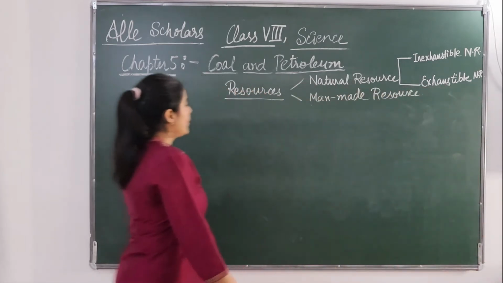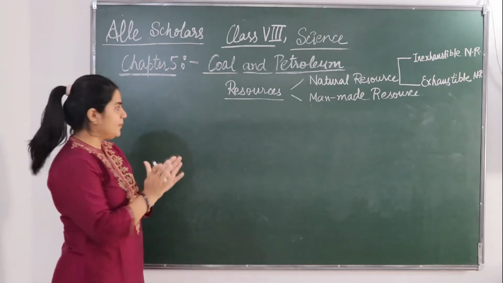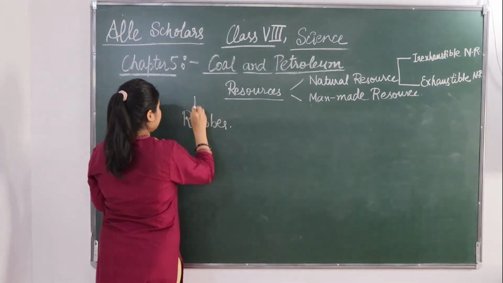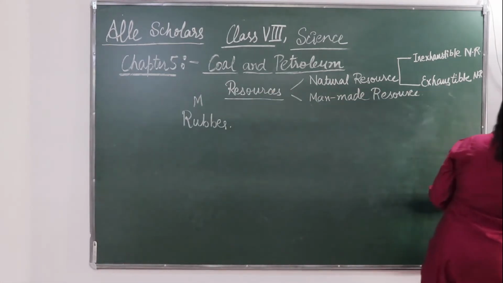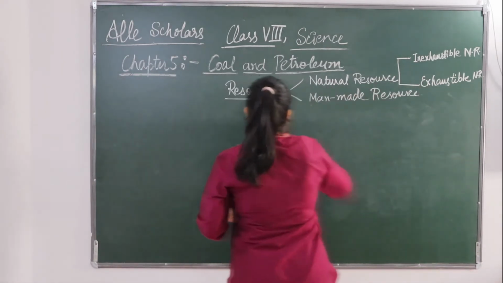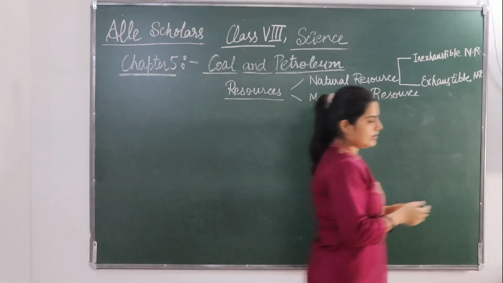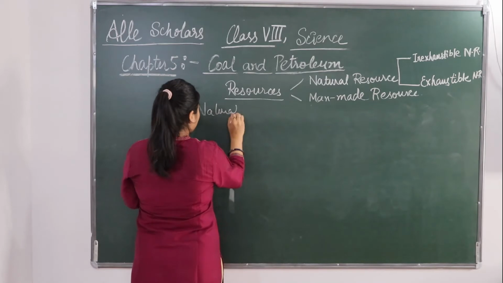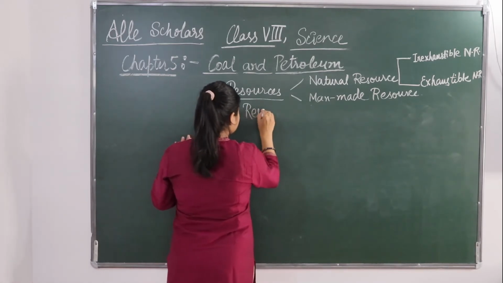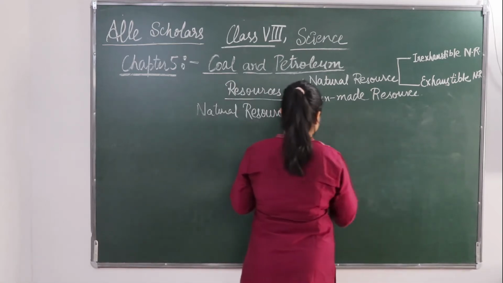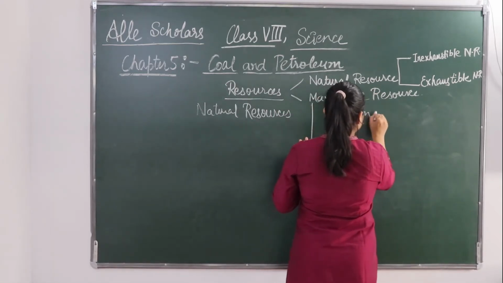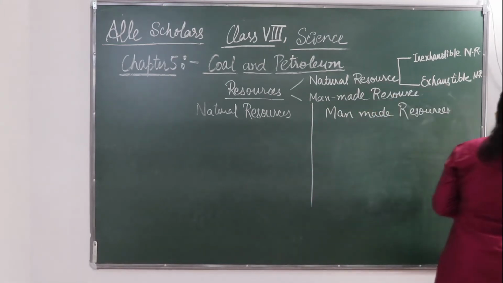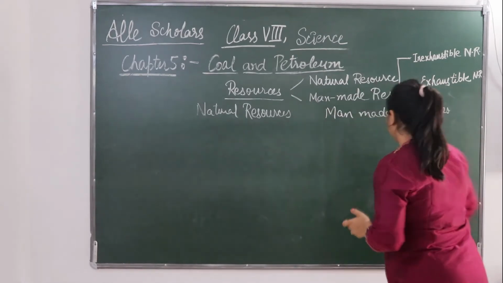Okay, so if you know rubber, what is rubber? Okay, we make a table here. Just a minute. We will see how from natural resources, man-made resources are being made. Okay, so in one column I will write natural resources, and in the other column man-made resources. Okay, so let's talk about rubber.